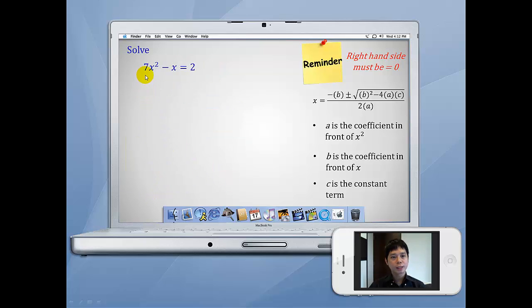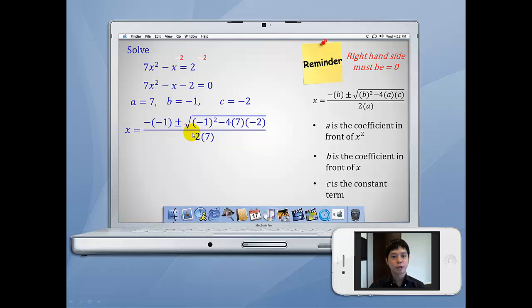Finally, we will look at one last example, 7x squared minus x equals 2. Yes, we have to make the right hand side equal to 0 by subtracting 2 on both sides. And hence, we will get this quadratic equation. What is the value of a here? Yes, it is 7. And what is the value of b? Well, b is not 0. b is actually negative 1. And what is the value of c? Well, c is negative 2.